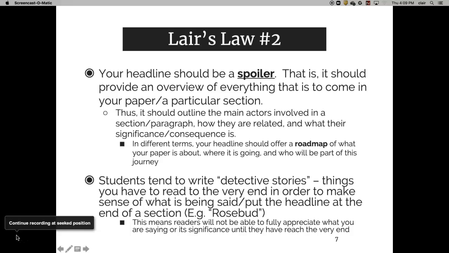So if the reader can't make sense of what you're saying until the very end of the paper, that's risky because the reader may not get there, especially if they're having to do a whole bunch of work and slog through a lot of material without actually understanding what it is you're talking about or why they should care.